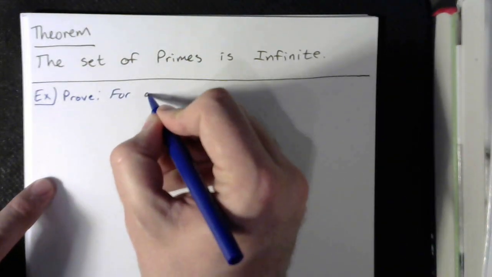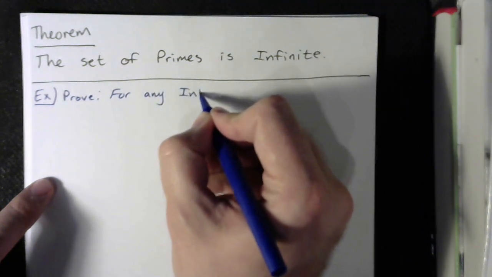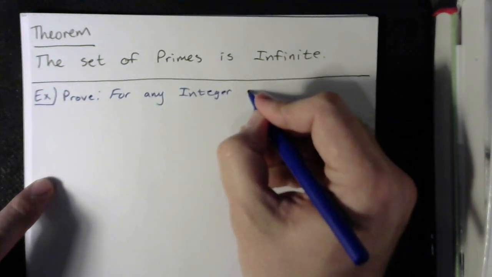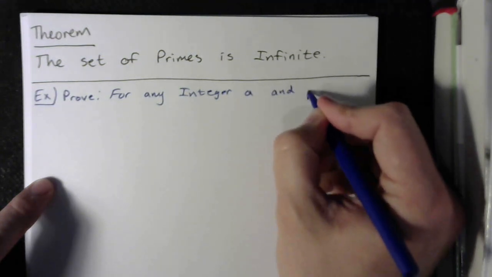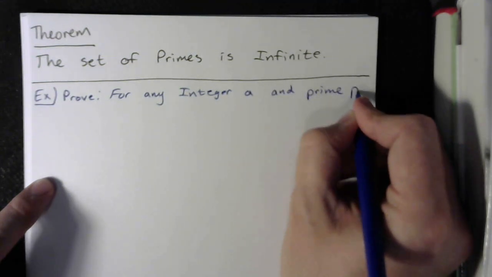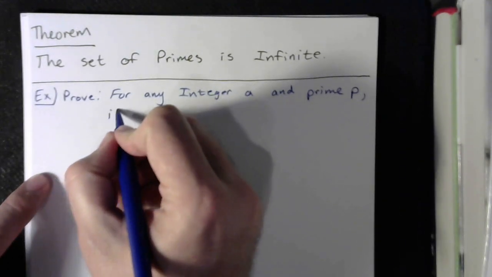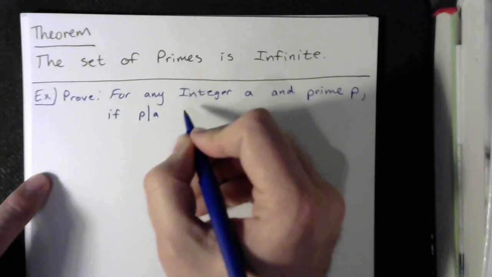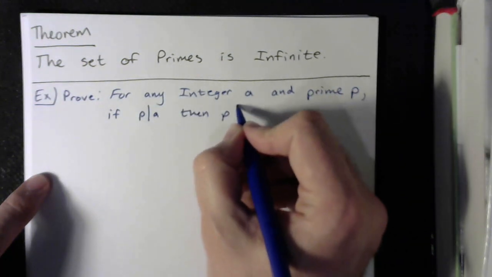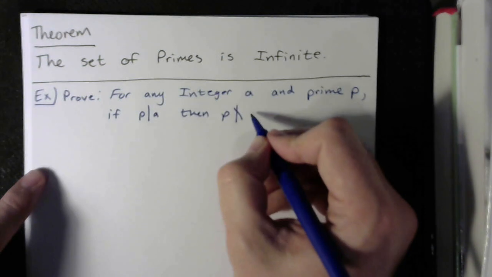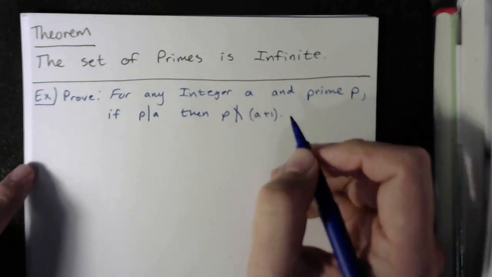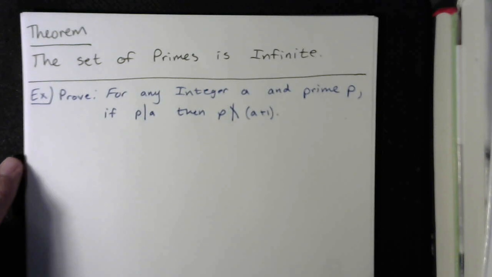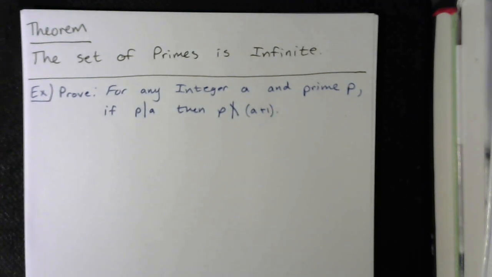So this is for any integer a and prime p. If p divides a, then p does not divide the quantity a plus 1. So again, before I jump into this, I recommend you pause the video here and try this out on your own and see how you do. I'm going to use a contradiction proof if that helps. So go ahead and try it on your own.